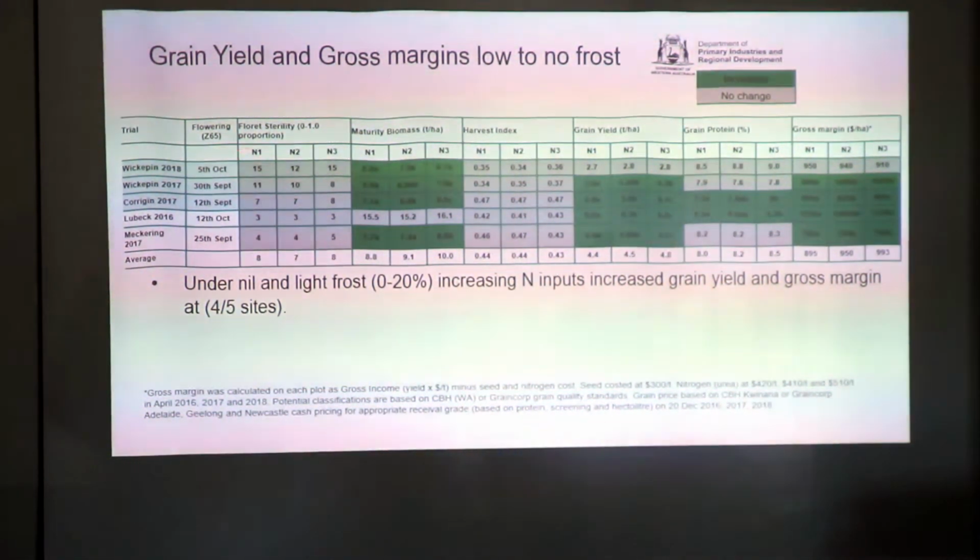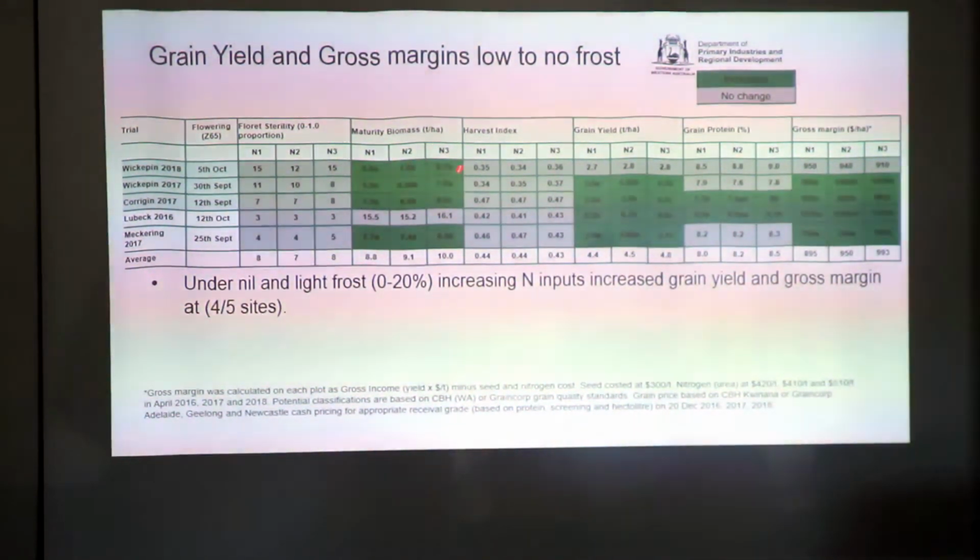These are the nitrogen responses, N1 to N3. And what I've done here is I've shaded it. As we all know, as we put more nitrogen on, we increase biomass, we increase grain yield, we increase grain protein, and hopefully we increase gross income. I've highlighted it in green where you've got a positive trend, which you would normally expect, and it's statistically different. What you can see here is that none of these sites really had much frost, so they all had less than 20% floret sterility, and no difference between the treatments.